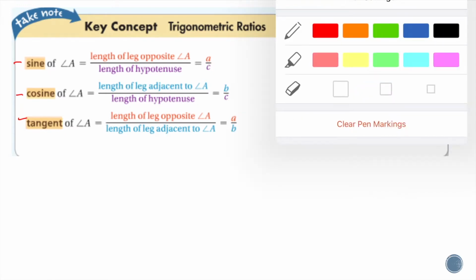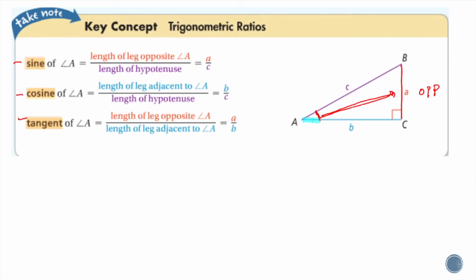The adjacent side is the side that just touches that angle. So this is the adjacent side. And the hypotenuse is always opposite the right angle. Now to distinguish the trigonometric ratios, we have sine of A, which is the length of the leg opposite to angle A. So that is this guy, A, divided by the length of the hypotenuse. You see in purple, C.